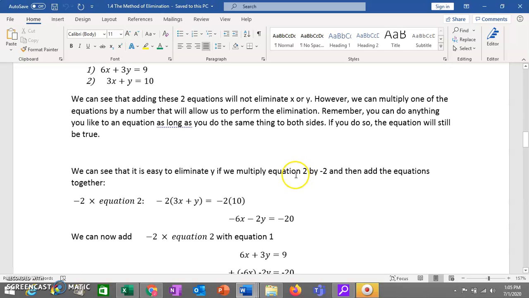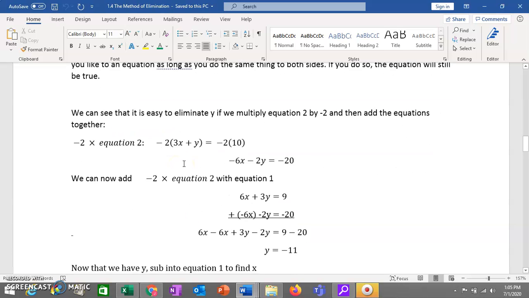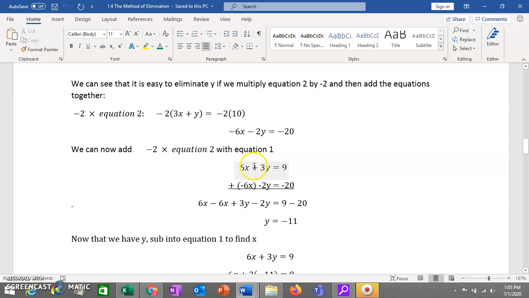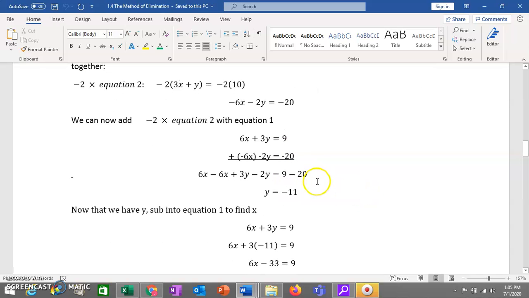And now that makes things nice and easy because I have a 6x here and I have a negative 6x there. If we add the two equations together, they will eliminate. So same thing as I did before, 6x plus 3y plus negative 6x plus negative 2y. I add up the entire left side, and you're going to see that my 6x and negative 6x will eliminate each other. I also have to add everything up on the right side, so I get 9 plus negative 20. And when I simplify everything algebraically here, I'm going to end up with y equals negative 11.